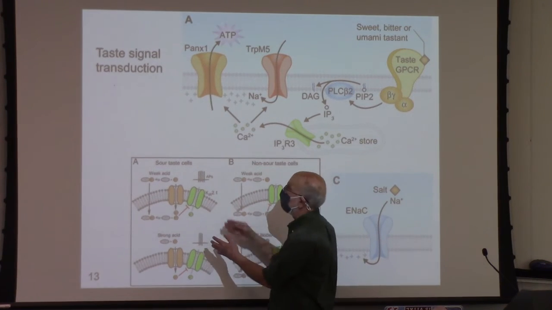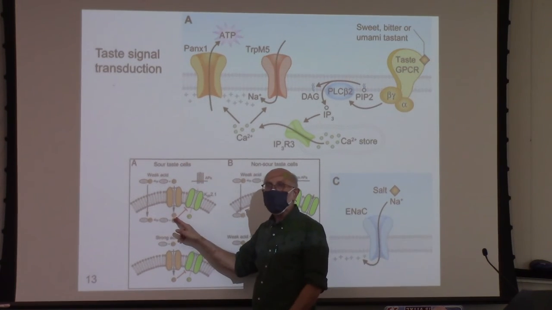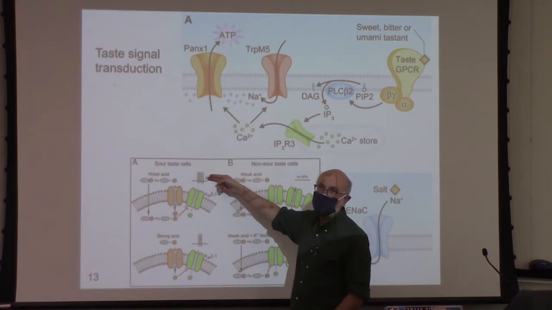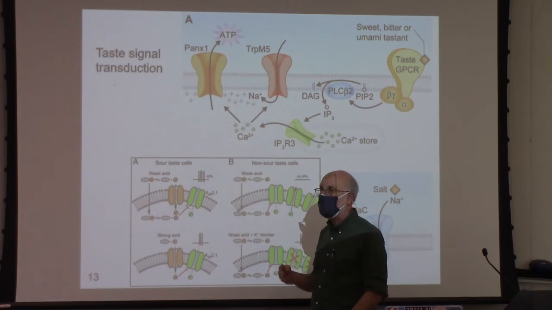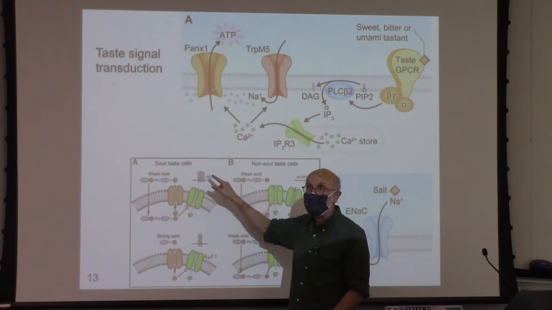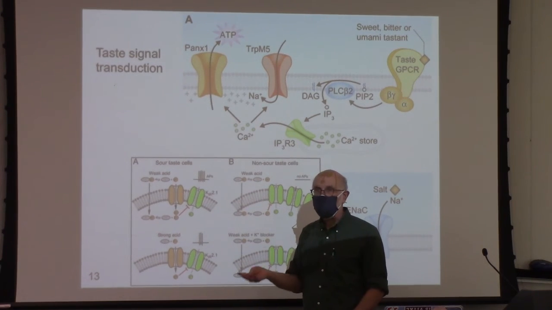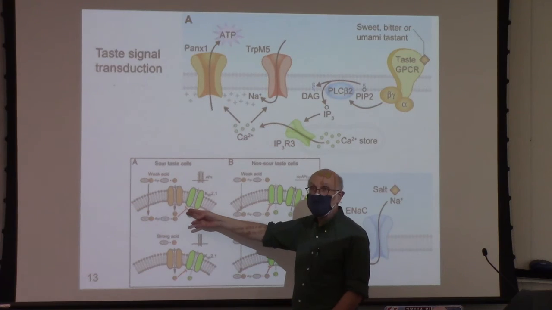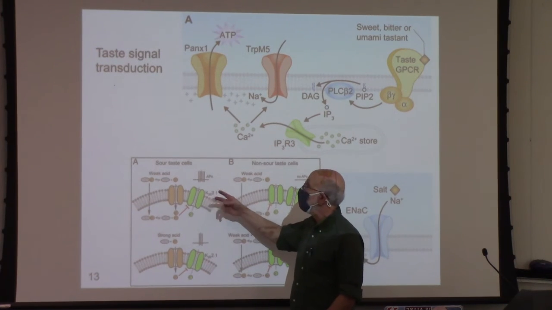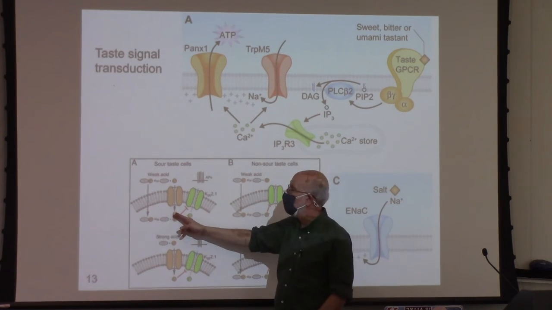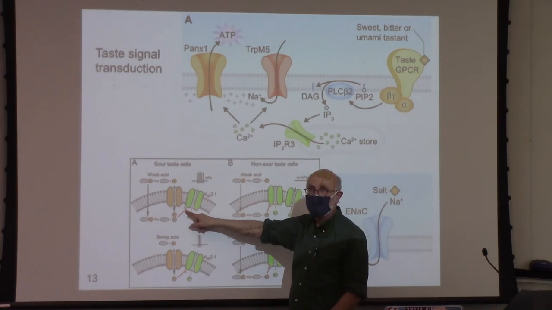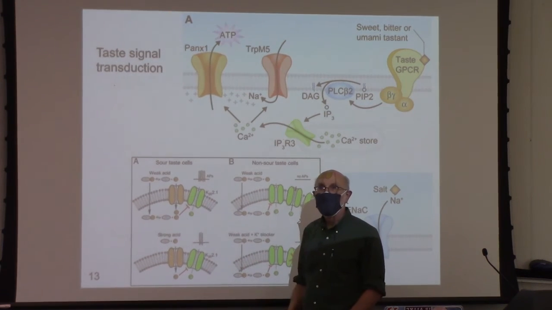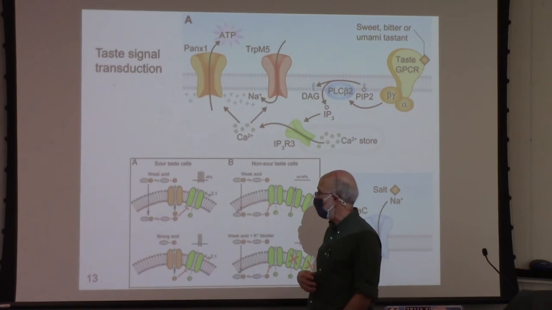So everything is here. Protons going through, depolarization, increasing depolarization, increasing neurotransmitter release, increasing action potentials. Not of the cell, but of the neurite, of the neuron that it's coupled to. In addition to protons going through the channel, protons can get into the cell and block a potassium channel, which also causes depolarization.